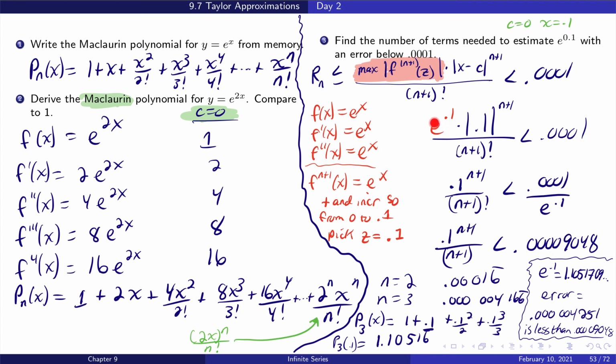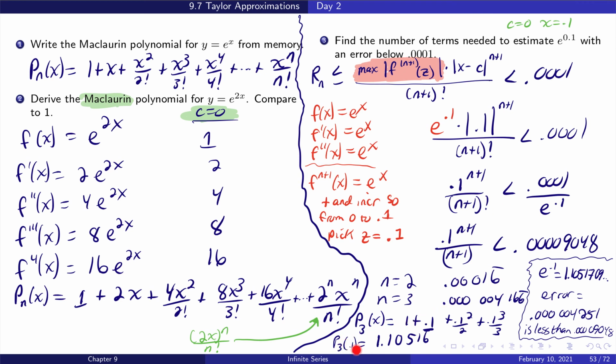So I'm going to bring e to the 0.1 to the other side, and now figure out this decimal, 0.00009048. And what I need to do is just a little bit of trial and error. When I plugged in 2, I got 0.0016 repeating. That is not below 0.00009048. Plugged in 3, I get 0.000166, which is below. So that tells me my third degree polynomial will have an error less than 0.0001.